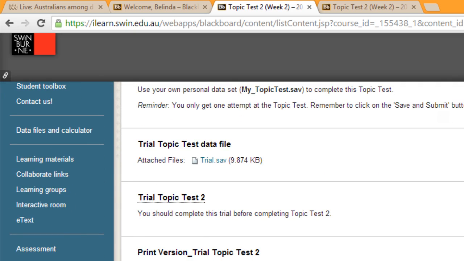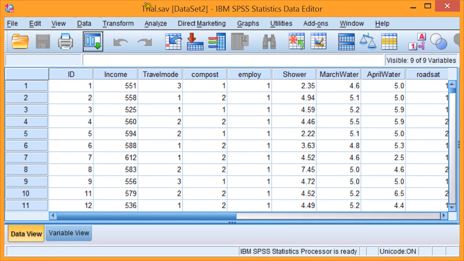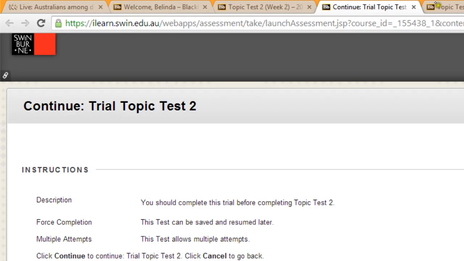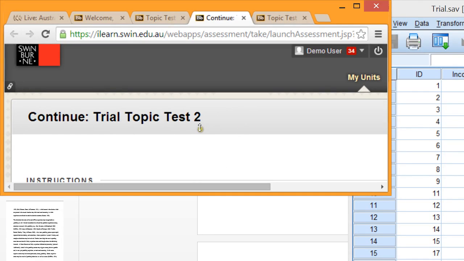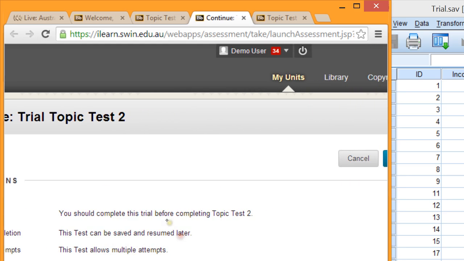So let's open our trial.sav data file and we'll go through and have a look at the trial topic test. So it'll download. If you have SPSS installed already, then it will open. In fact, I can show you where to go to install SPSS if you haven't quite got that far. So we'll open the topic test. I'm just going to try and split the screen so we can be looking at both at the same time. Right, so you should complete this trial before completing topic test 2.